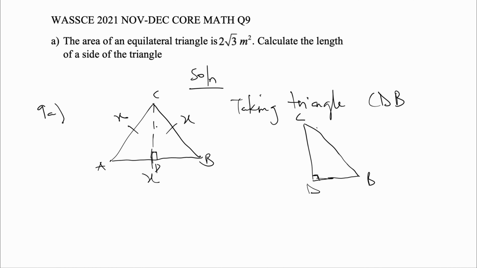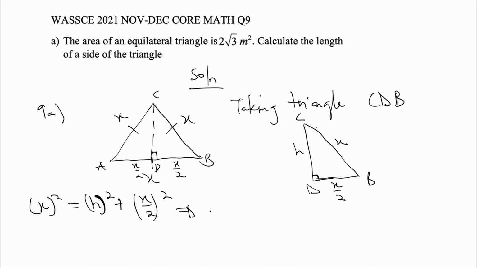Now, this line divides AB into 2 equal parts. So this will be x over 2, x over 2. So DB will be x over 2, CB will be x, and this will be our height, which is h. Now from Pythagoras' theorem, you can say that x squared is equal to h squared plus x over 2 squared. So x squared will be equal to h squared plus x squared over 4.